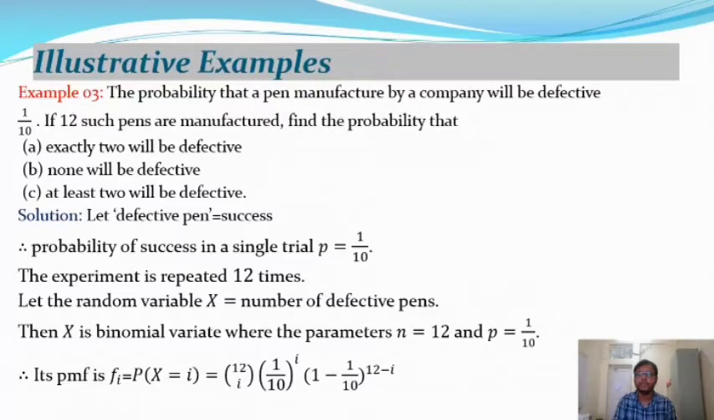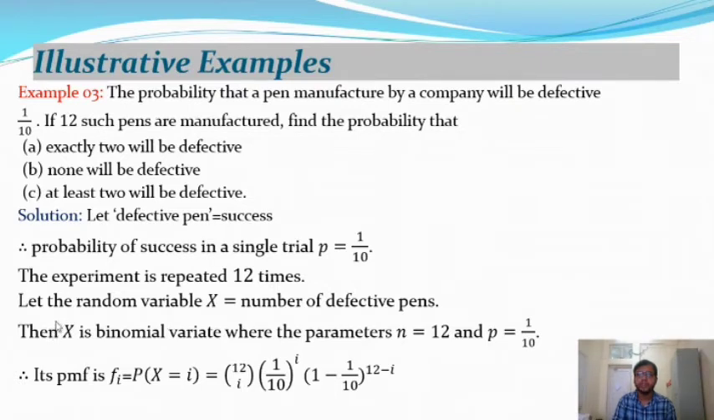Here the pen manufactured by the company will be defective with probability 1 by 10. Okay, so here is the solution. Let a defective pen be a success. So the probability of success in a single trial is p, and p is equal to 1 by 10, and the experiment is repeated 12 times. So that means n is equal to 12, where n is the number of trials and p is the probability of success.